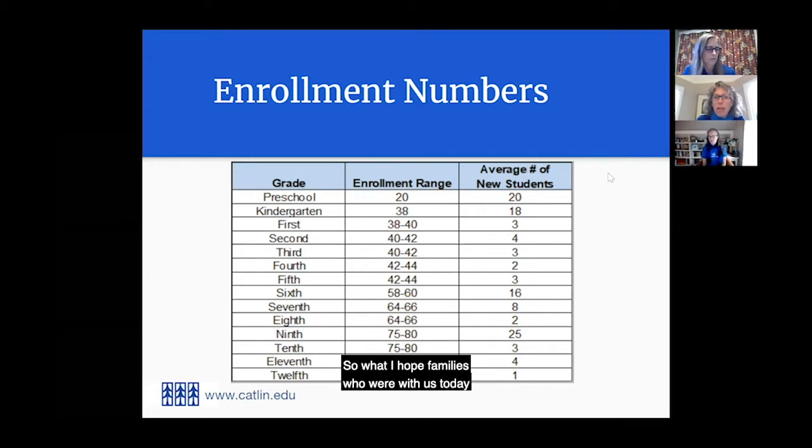So what I hope families who are with us today that are looking at other grades and see some of those other numbers, that you're not discouraged, that you know that we do bring in students to every grade. I always counsel families, if you don't apply, then there's certainly not going to be an opportunity for admission. And the important thing here is just to have the context and, again, the transparency around what the numbers are. But hopefully this is helpful to give you some sense of what they are. And this information, I believe, is also on our website.